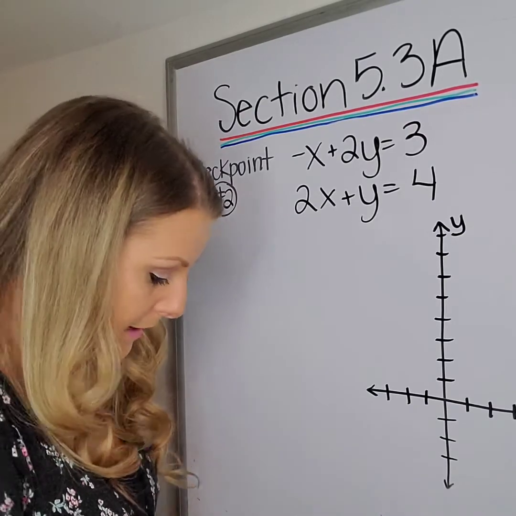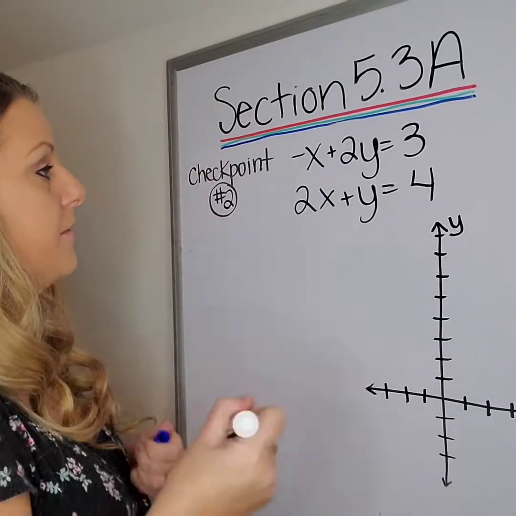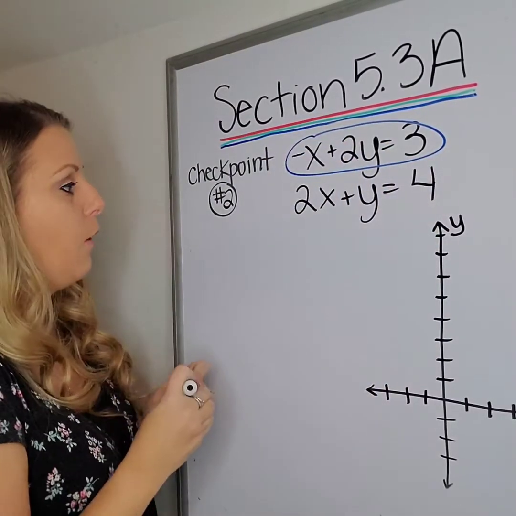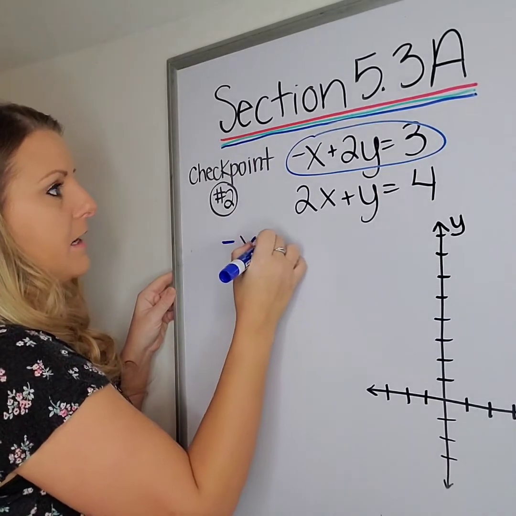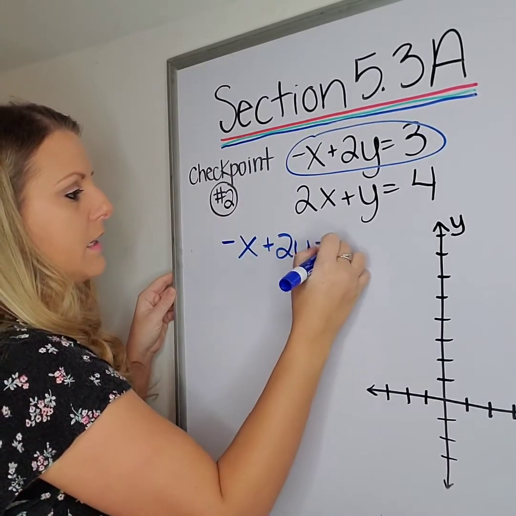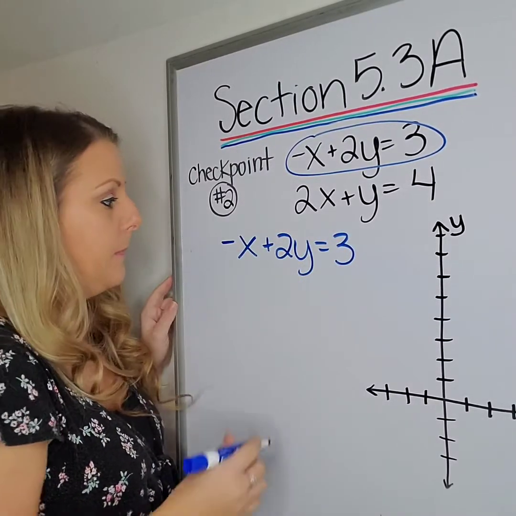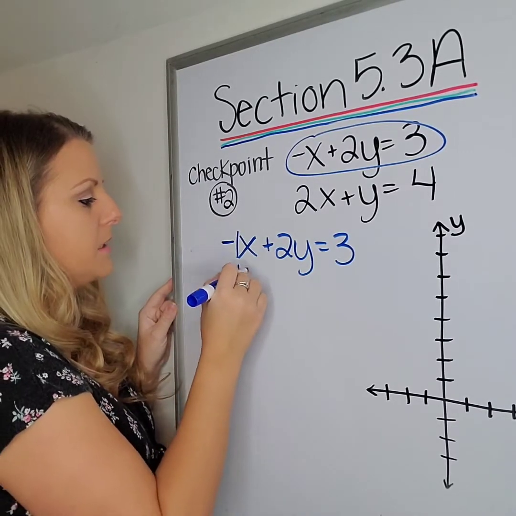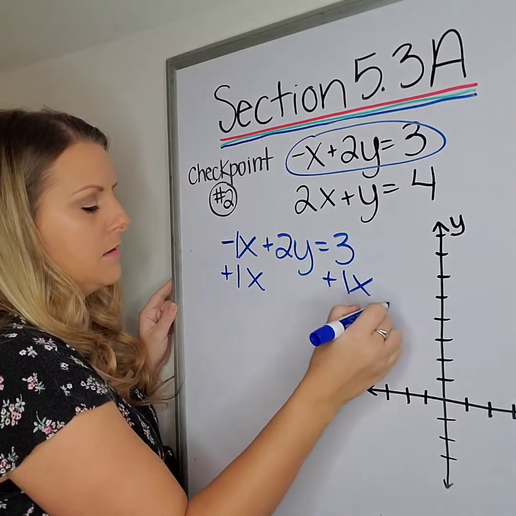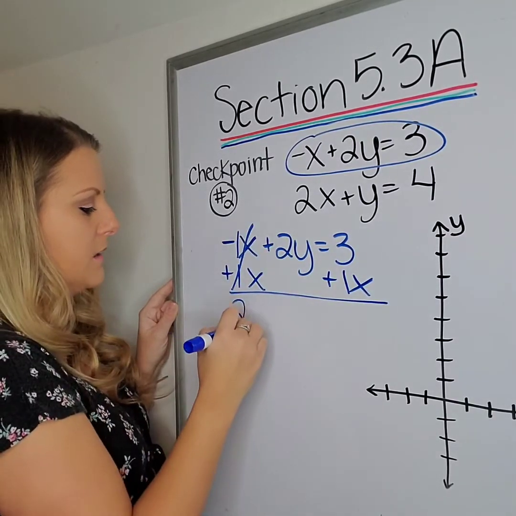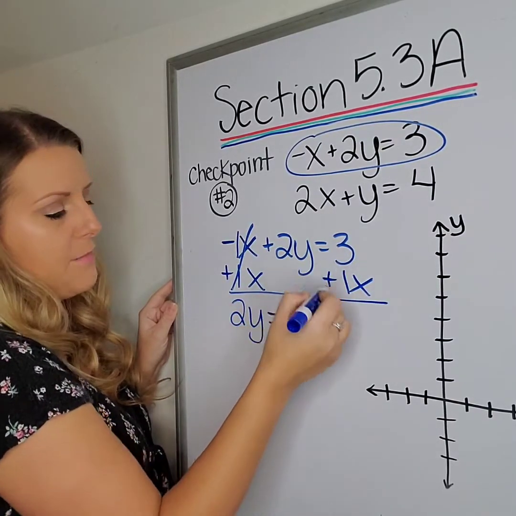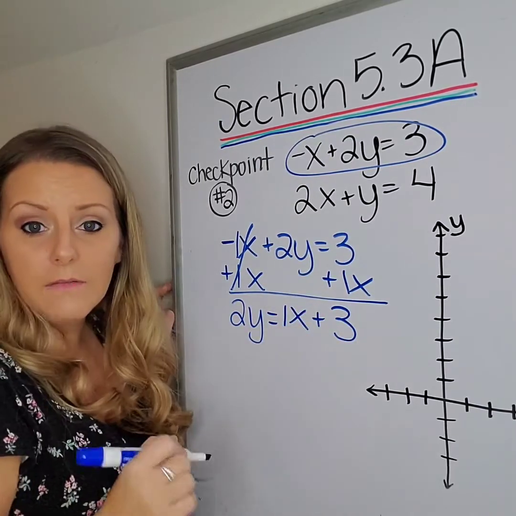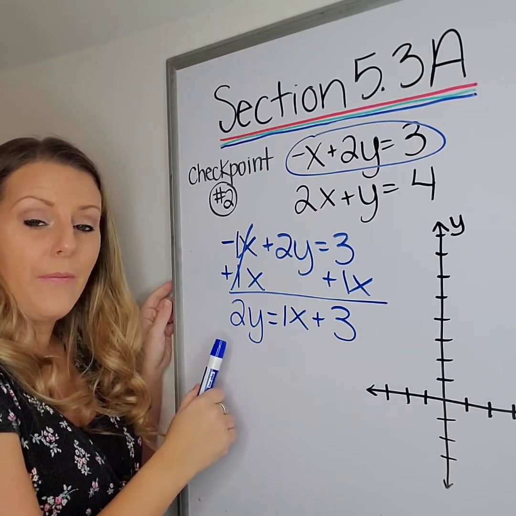Okay, so the first one I'm going to graph in blue. Y is not by itself, so I'm going to get y by itself. I've got negative x plus 2y equals 3. I'm just rewriting it. It's a negative 1x since there's no number there, so the opposite is adding 1x. These go away. I get 2y equals, and I put my 1x first and then my 3 second. Now this one's a little trickier because y is not by itself.